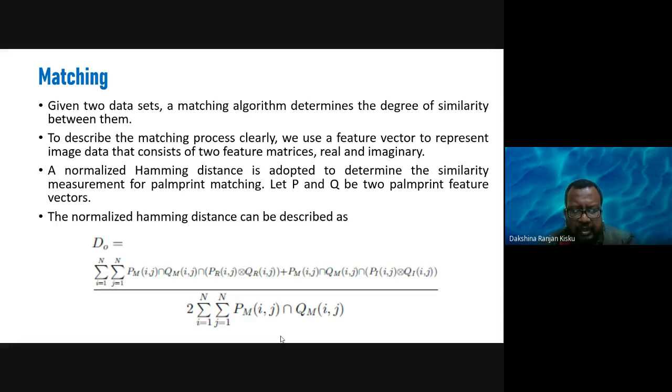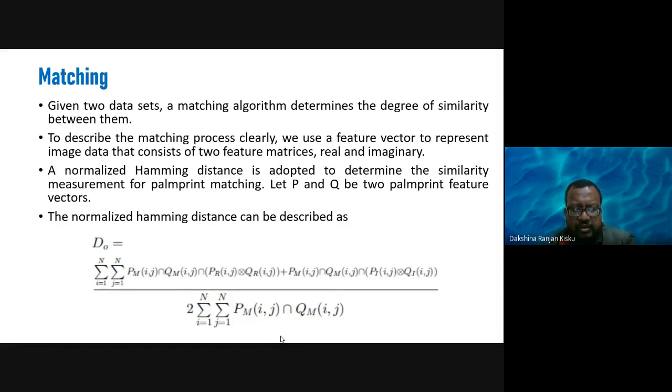Okay, and after calculating the Hamming distance, we find the Hamming distance between 0 and 1, and 0 means the good match and 1 means the worst match or bad match. Okay, so sometimes we find the Hamming distance between 0 and 1, so it may be 0.4, it may be 0.8, or it may be 0.9, it may be 0.1. So 0.1 is better than 0.4. It is also better than 0.9. 0.4 is better than 0.9.